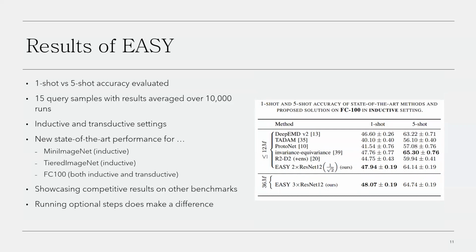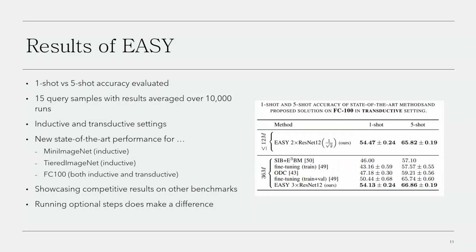We also had the FC100 data set in an inductive setting. So we can see, again, the 1-shot and then a slight decrease on the 5-shot, however, still very comparable. And then we have the transductive setting, so the 1-shot and the 5-shot for both types of parameters. Due to the sake of time, I didn't share all of the tables, but they showcased competitive results on a lot of other benchmarks using different data sets. They were usually pretty close to the top each time.